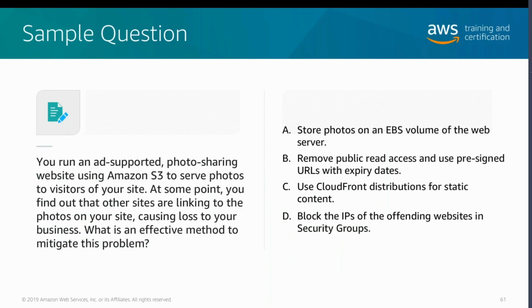You run an ad-supported photo sharing website using S3 to serve photos to visitors of your site. At some point, you find out that other sites are linking to the photos on your site, causing loss to your business. What's an effective method to mitigate this particular problem? So you're losing money. Other sites are linking to you. It looks like they're letting users view your pictures this way. So what's an effective way of mitigating that?